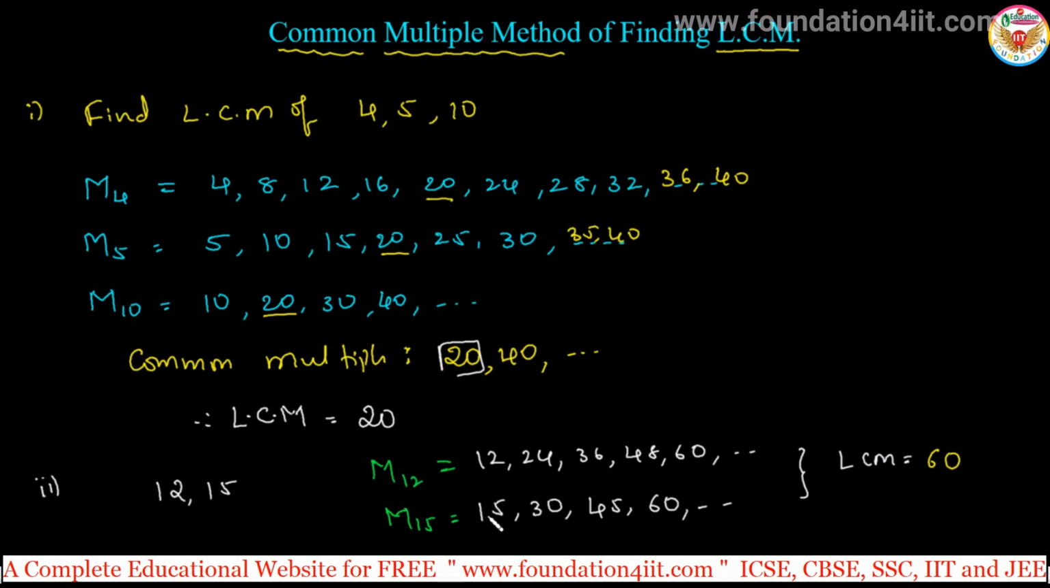12 is not here in this 15. So the common is only the 60. So you can stop now. Just keep the dots. So the lowest common multiple is 60. So this is the common multiple method to find out the LCM.